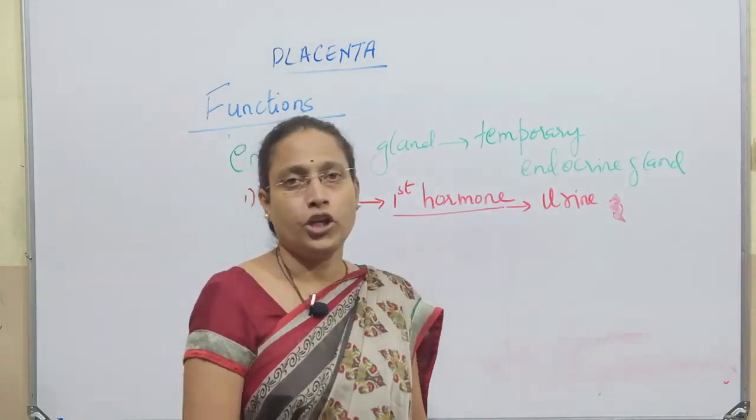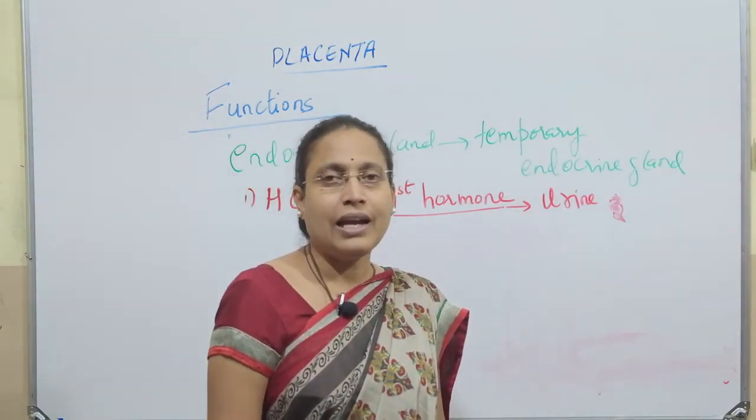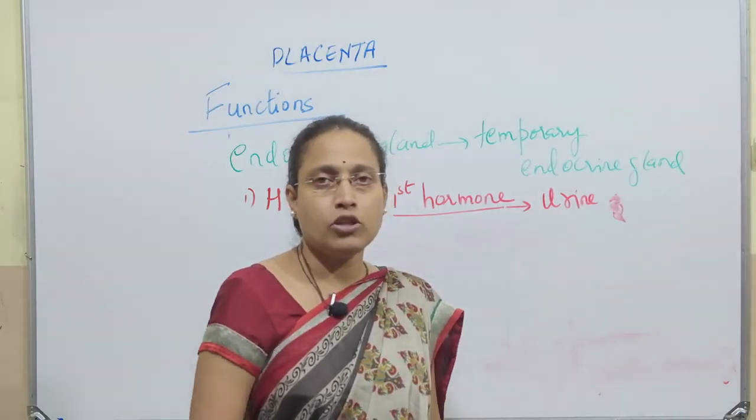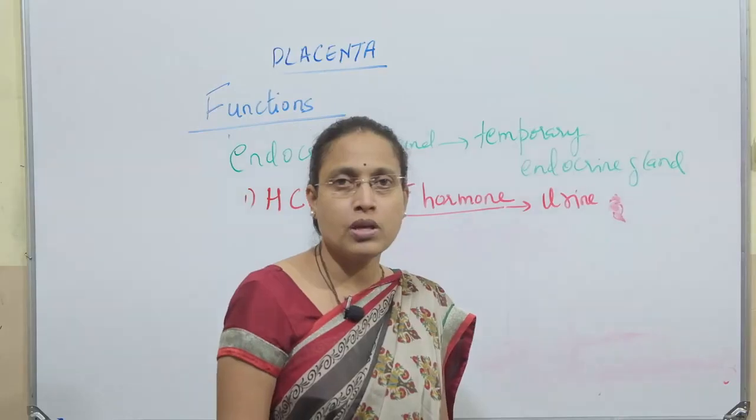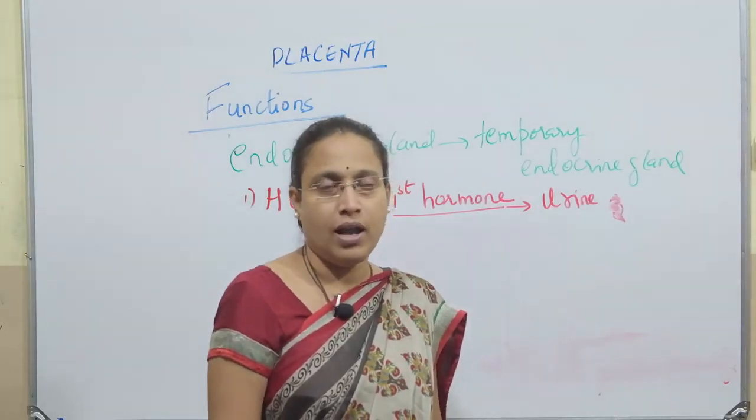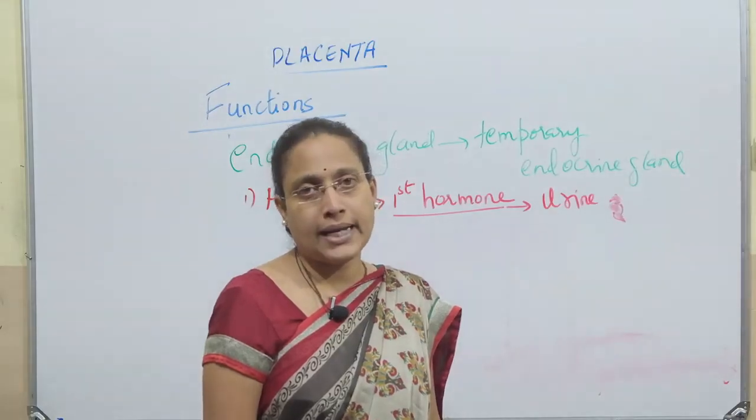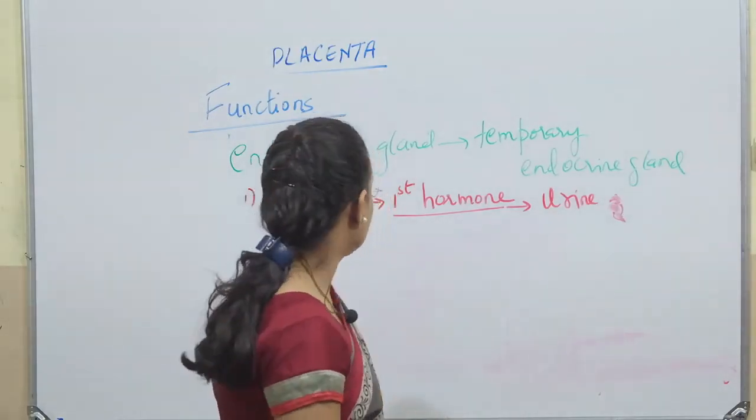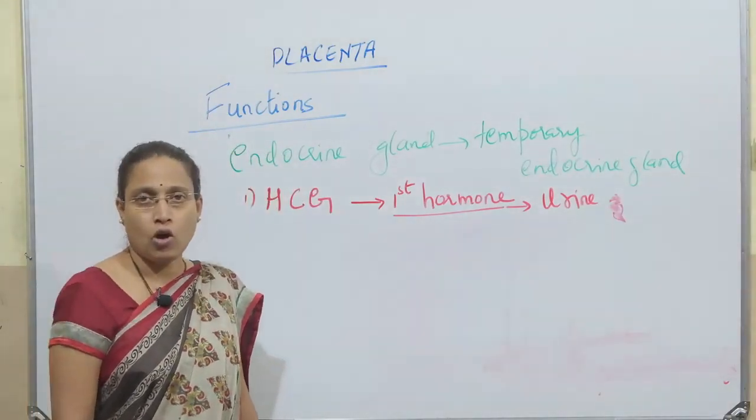in the urine. Now, what is the function of HCG? It will stimulate the corpus luteum so that the corpus luteum continues to produce a hormone called progesterone. And when progesterone is there, pregnancy can be maintained. Okay. So that is the function of human chorionic gonadotropin hormone.